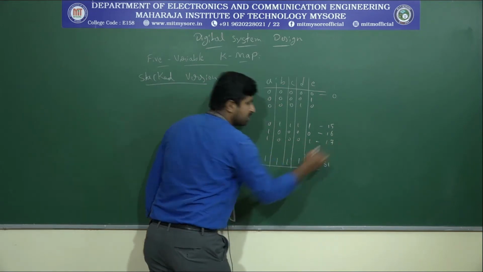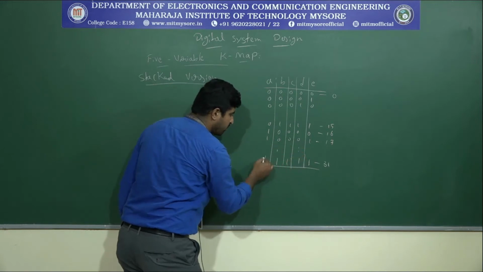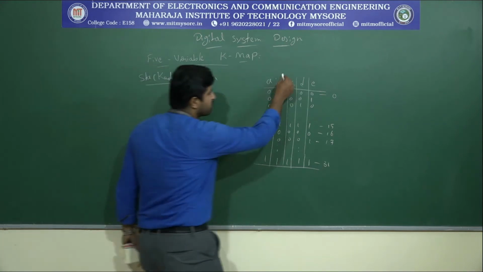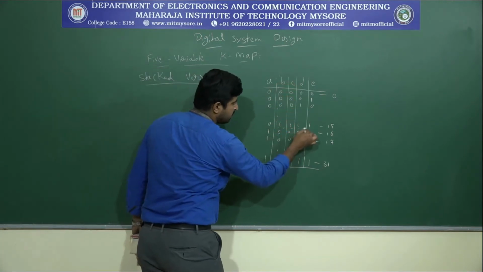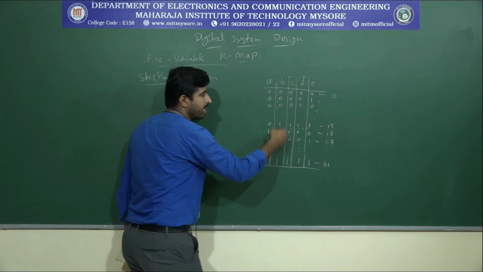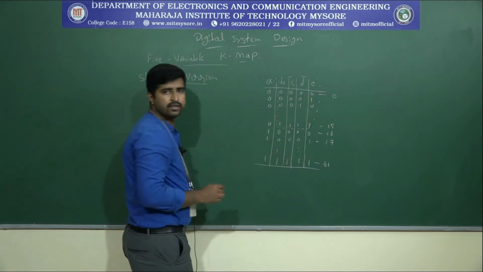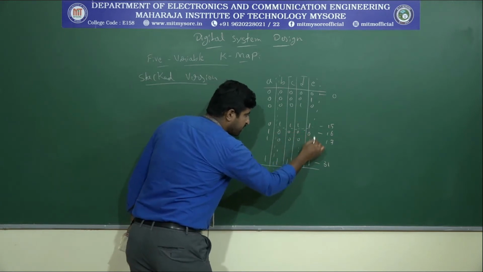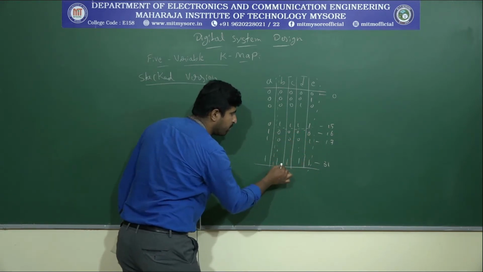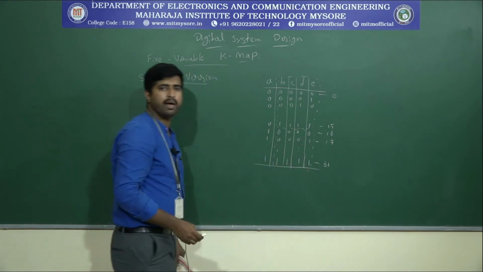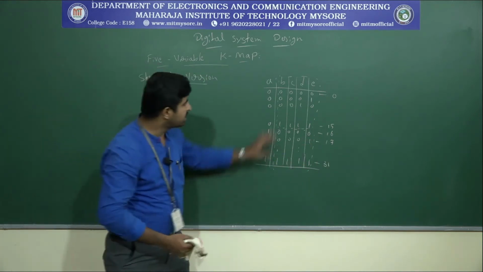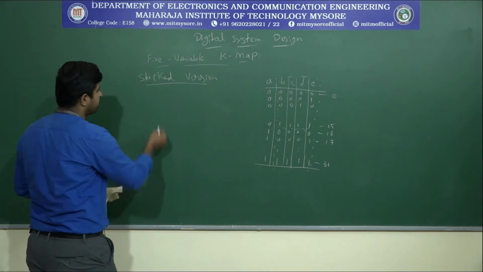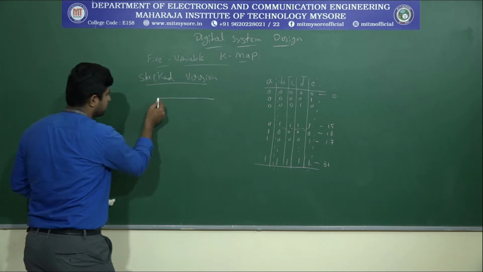This corresponds to 17 till 31, that is 1, 1, 1, 1, 1 equals 31. If you see only 4 variables, this corresponds to the 4 variable K-map, right? 0 to 15. Then the next values again 0 to 15 will be there. This corresponds to one more K-map of 4 variables, but the A variable is different. In a stacked version, we will write it as follows.